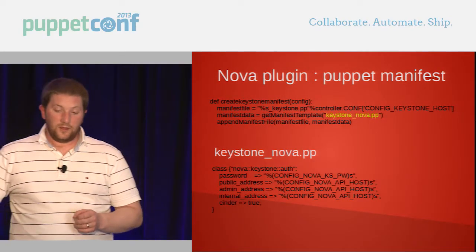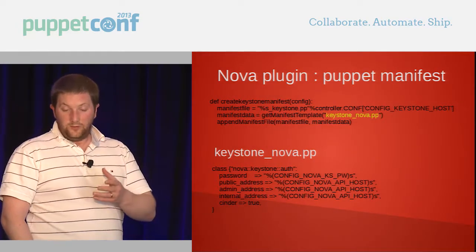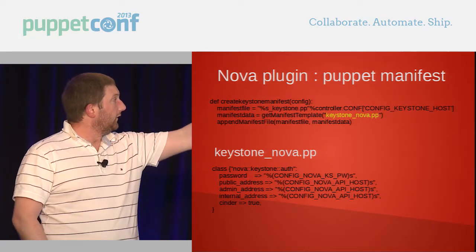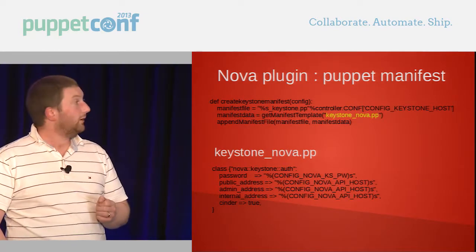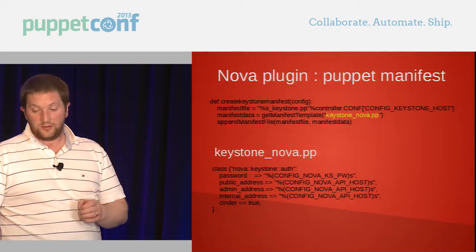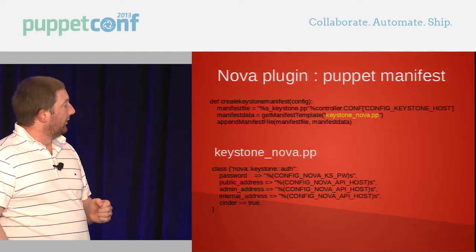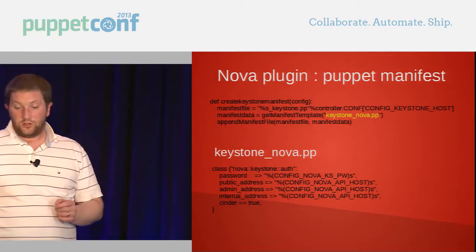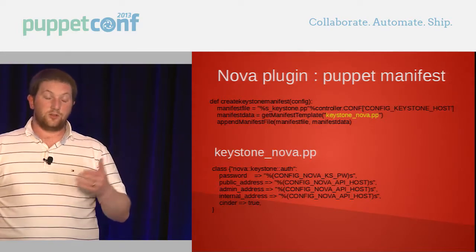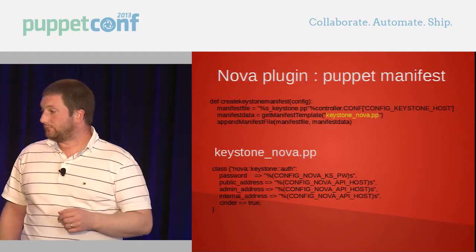And then when it gets as far as generating the Puppet module, we have a piece of Python again that grabs the template. In this case, it's in yellow. It's keystone_nova.pp. It appends that to the Keystone template that's going to be installed on the Keystone host, and then at the very bottom you'll see the actual template itself, which essentially in the OpenStack modules registers an endpoint, a Nova service with Keystone, so users can find it.